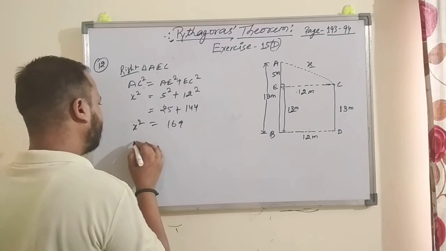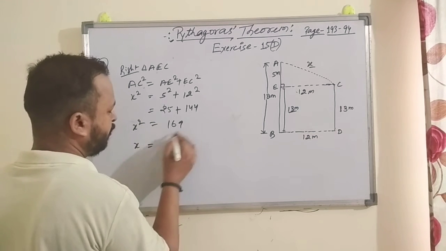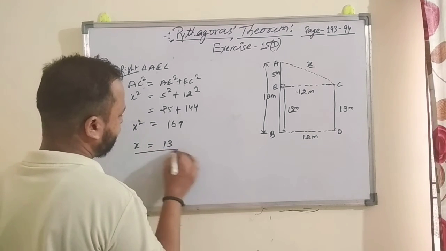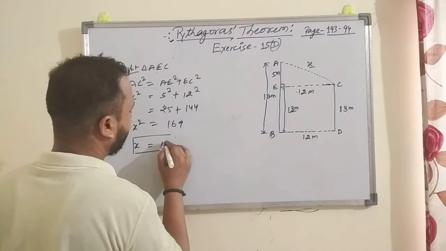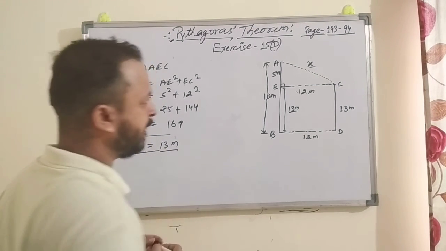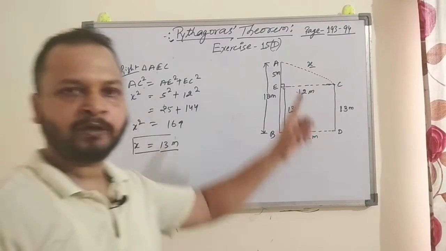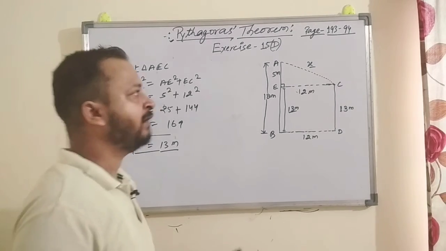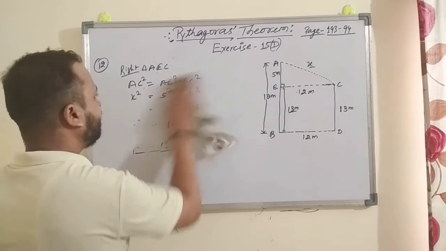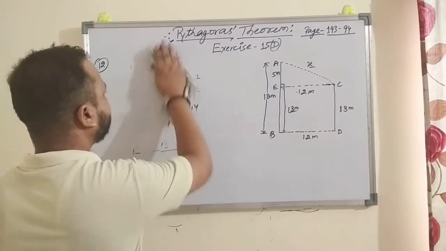So x square is 169, so if you take the square root of 169 you will get the value as 13. So they are 13 meters apart at the top, right? So this was question number 12. Come to the next question, that is question number 13.